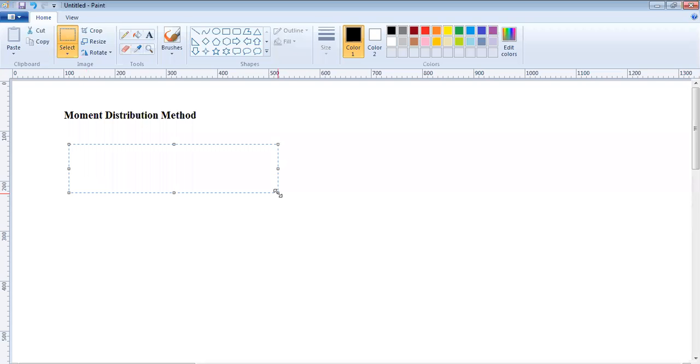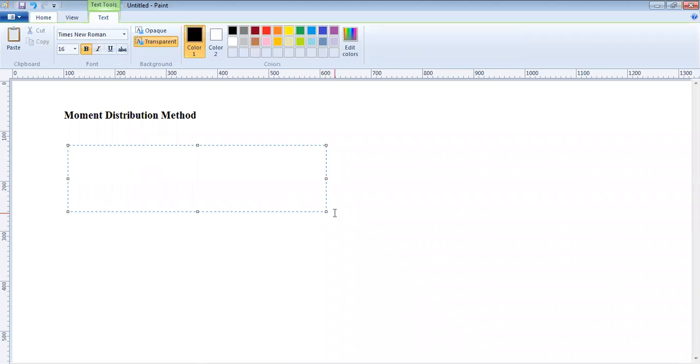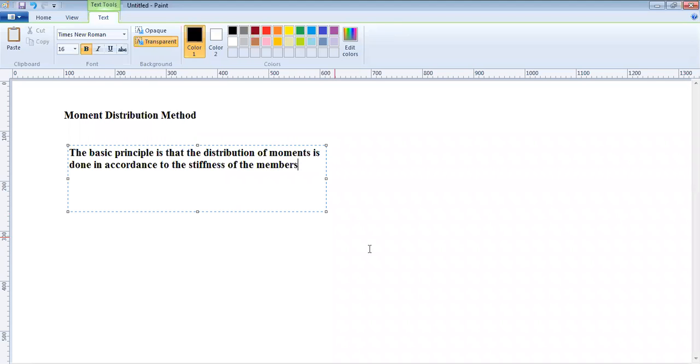The basic formulation or principle is that the distribution of moments is done in accordance to the stiffness of the members. This is the basic formulation.